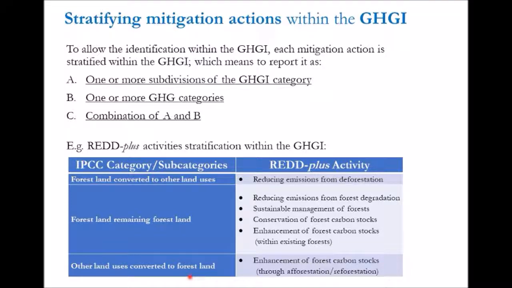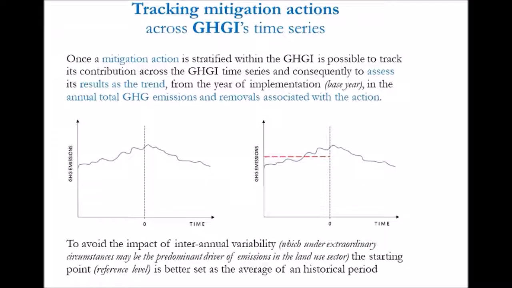The greenhouse gas inventory always allows you to report additional categories. Of course, this must not be a double counting of what is already reported in the greenhouse gas inventory category. But if you have something that is not captured, that is additional to what is in the greenhouse gas inventory category, you may report an additional category called other, and there stratify your mitigation action. But you must avoid double counting.